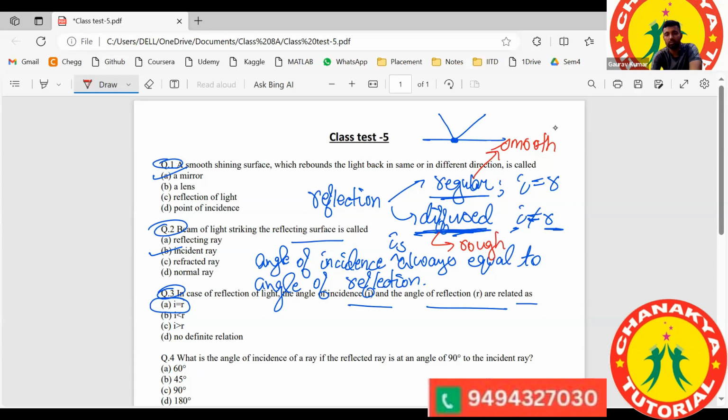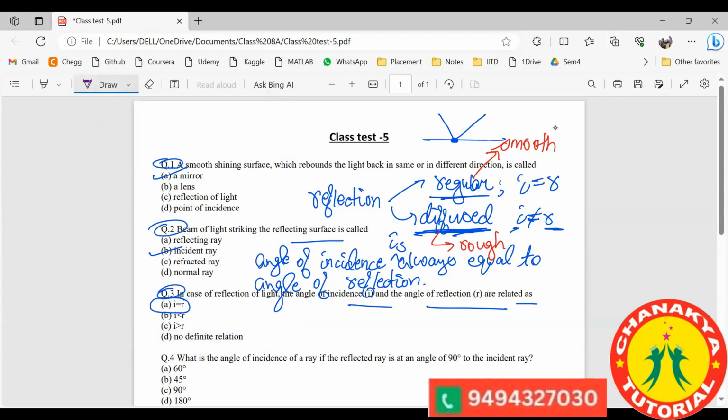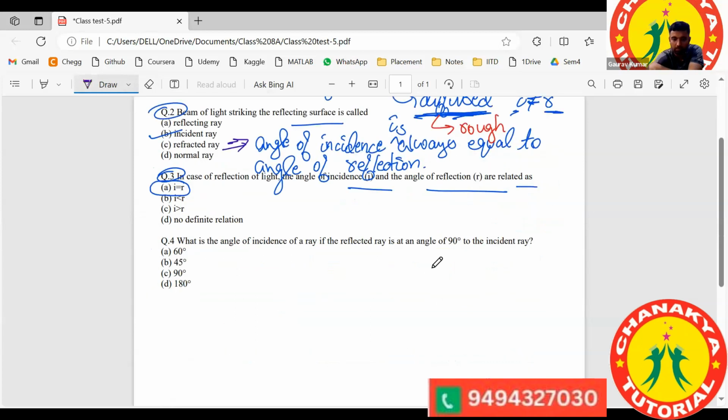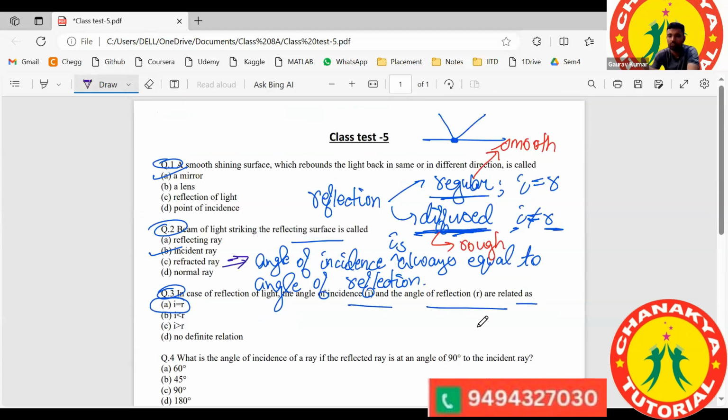Anyone has any doubt? No, sir. Okay, great. Then I is always equal to R. Don't get confused in this. Why I am writing I is not equal to R in this diffused reflection, whereas I am saying that I equal to R. Okay. Ask me if you have any doubt.